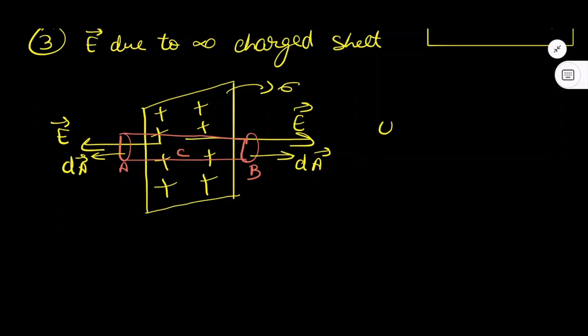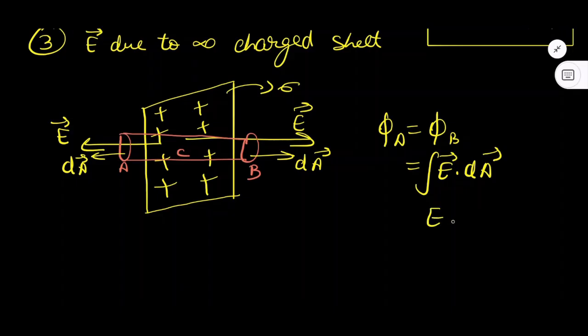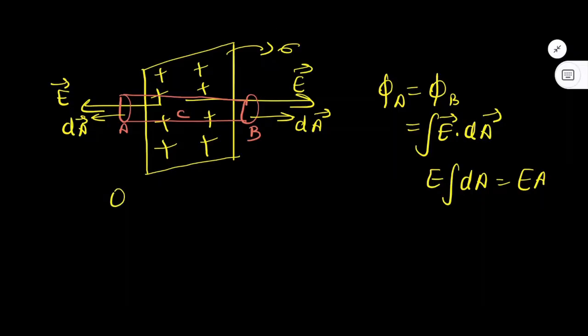So the flux due to surface A is equal to the flux due to surface B, and it is equal to E dot dA, right? Now the angle is not 90 degrees, they are both in the same direction, so we can calculate it to be E dA, and we can keep it like this. Okay, now for the second surface, that is surface C.